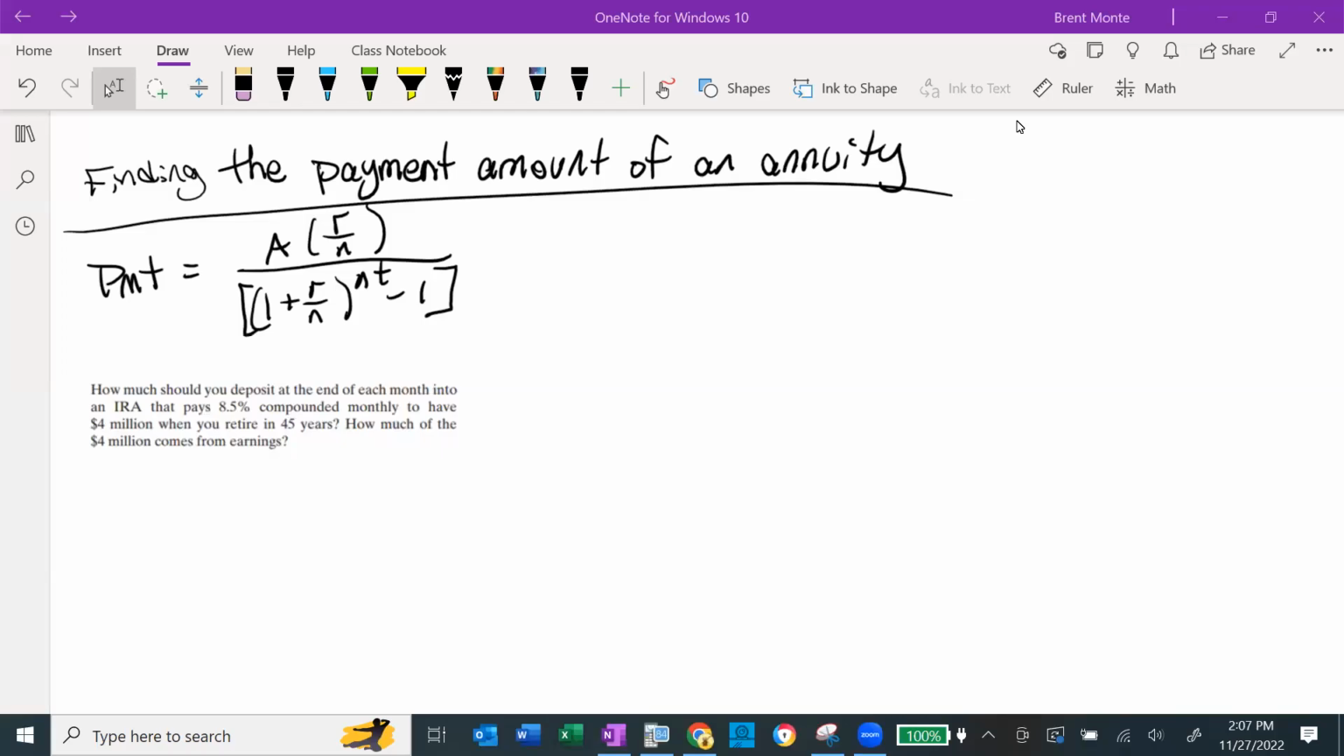Hi there, this is Professor Monty, and we're finding the payment amount that we have to make for an annuity. So if we know the amount at the end that we want for the annuity, how much is the periodic payment we have to make?